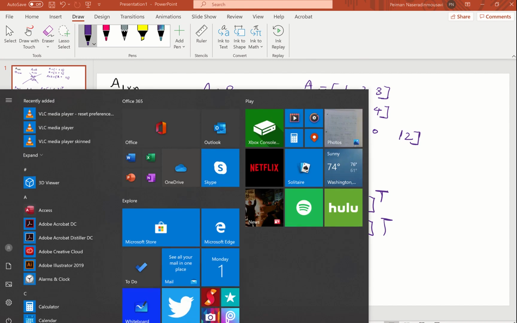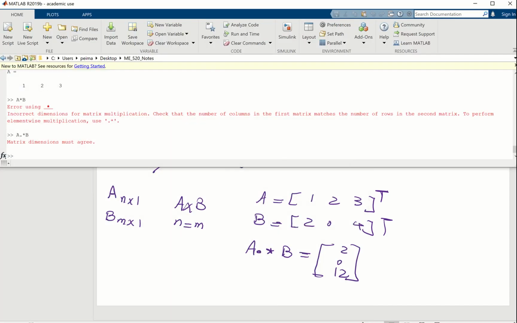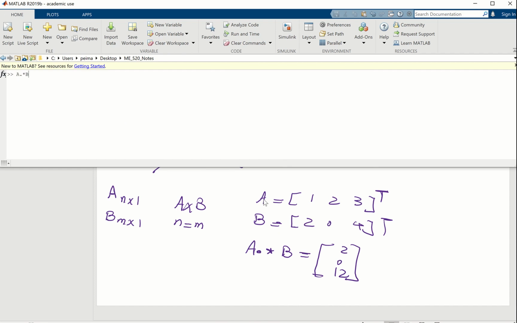So now if we go to Matlab, let me do that. Clear. Your A, guys, is 1 to 3, transpose. And your B, the old one, is another vector. So you can say C is equal to A element by element multiplication, which gives you 2, 0, 12, exactly as we are doing here.